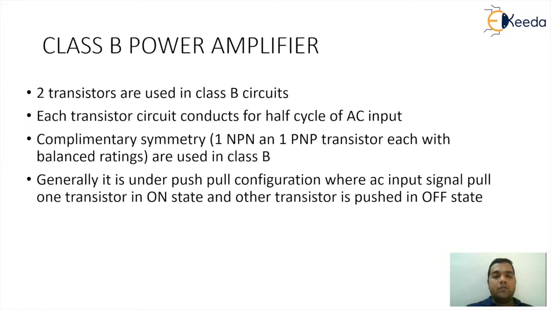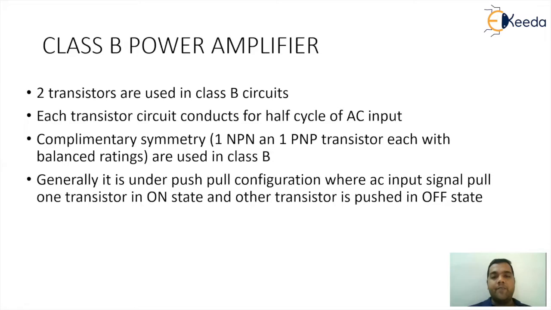There's a confusion: if I give a complete cycle and you're getting only a half cycle, as per our understanding, we always want a full cycle at the output. So how do you get the full cycle? For that, we require two half cycles, and every transistor is going to conduct for only a half cycle. Hence, two transistors will be utilized in Class B circuitry, where each transistor will conduct for one half of the AC input. Normally, one NPN and one PNP transistor are used with balanced rating in Class B configuration.